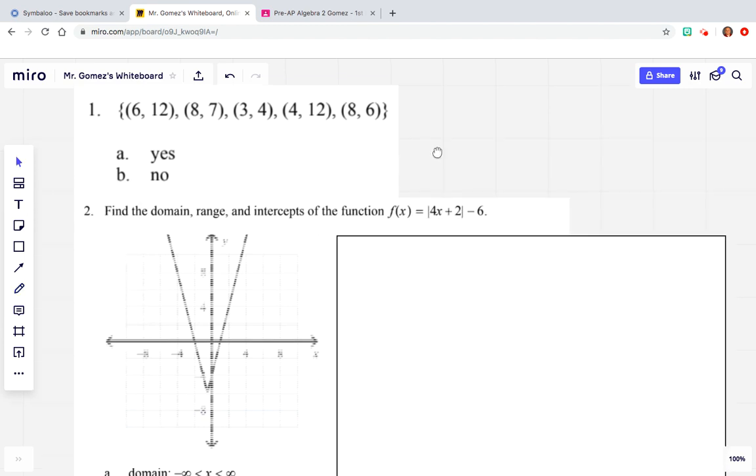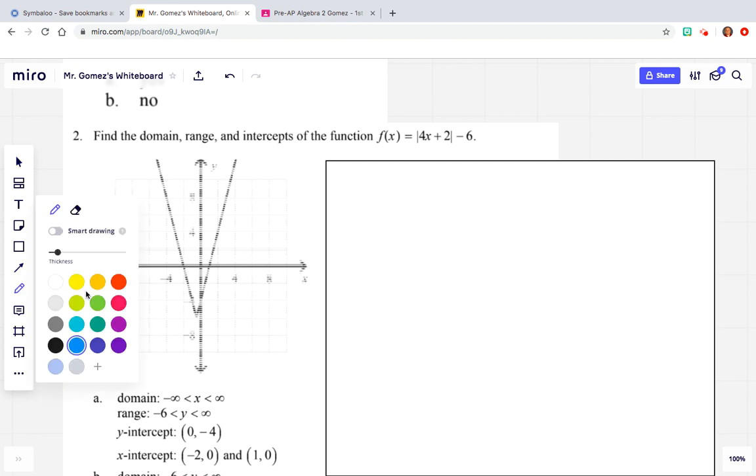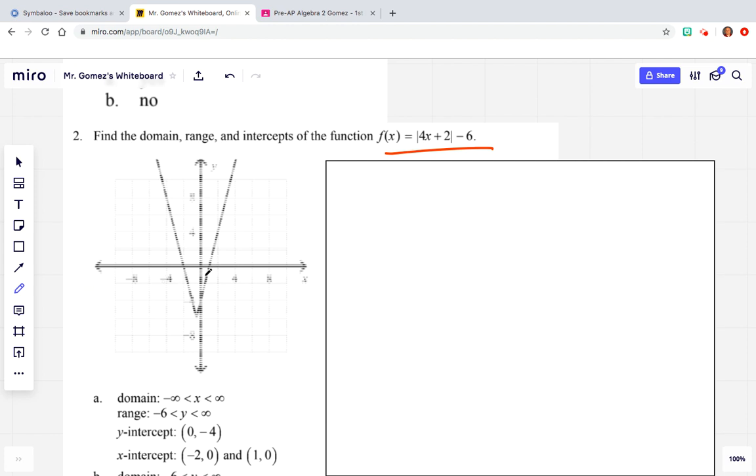Let's look at number 2. Number 2 says, find the domain and range and intercepts of the function given. We have this function right here graphed. To get good practice, we want to factor out this 4. You're dividing it out from both the 4x and the 2. You're dividing a 4 from each of them, so this goes to x, and this goes to 1/2.